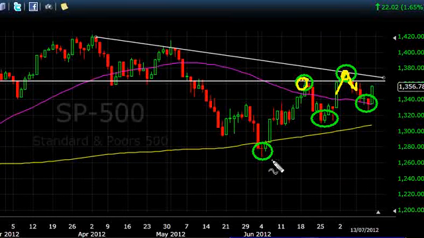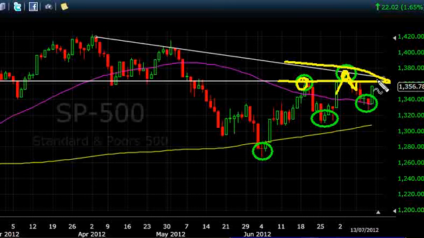Okay, so we're making higher troughs and higher peaks, meaning the buyers are in control, but we're also getting signs of weakness. Plus, we're also getting signs of the overall resistance line coming into place. So the next week or two is definitely going to be a defining week of where we actually move forward.